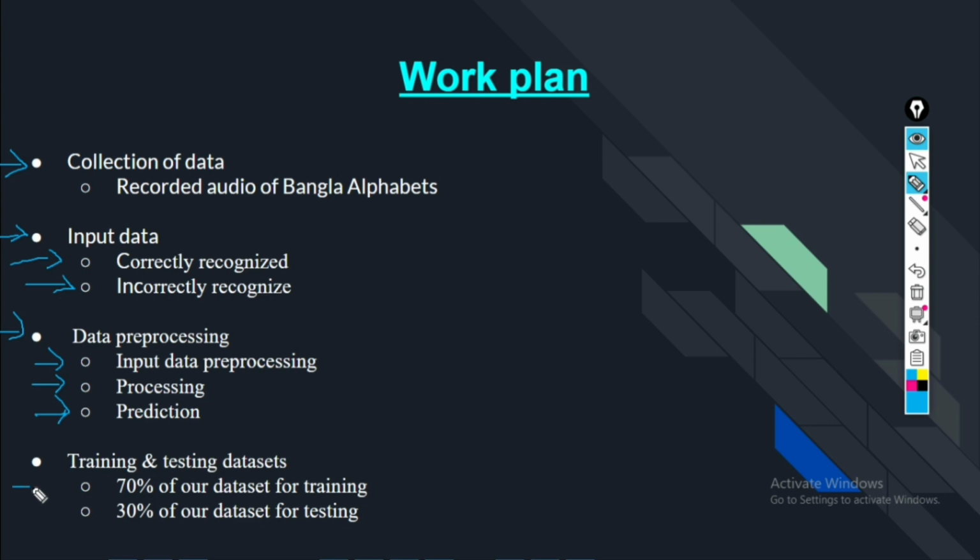We are using 70% of datasets for training and 30% of datasets for testing. Finally, we get the accuracy based on whether our system can recognize the Bangla alphabets correctly or not. And we can achieve better results by increasing the number of datasets. That's all from me for now.